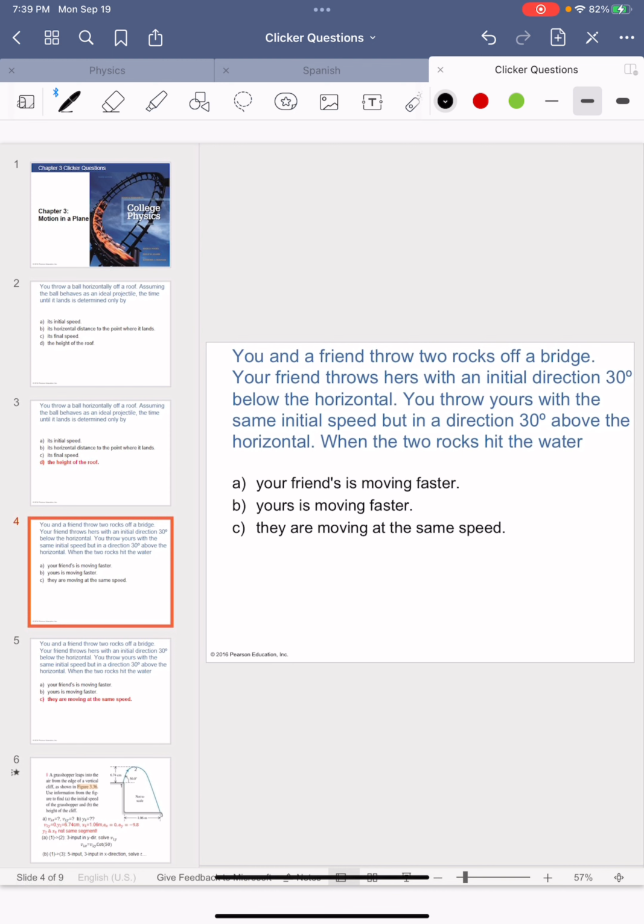For the next question, you and a friend throw two rocks off a bridge. Your friend throws theirs with an initial direction 30 degrees below the horizontal. You throw yours with the same initial speed, but in a direction 30 degrees above the horizontal. When the two rocks hit the water, your friend's is moving faster, yours is moving faster, or they are moving at the same speed.